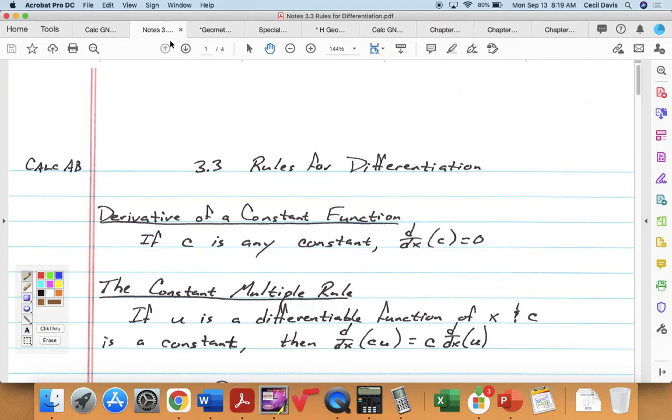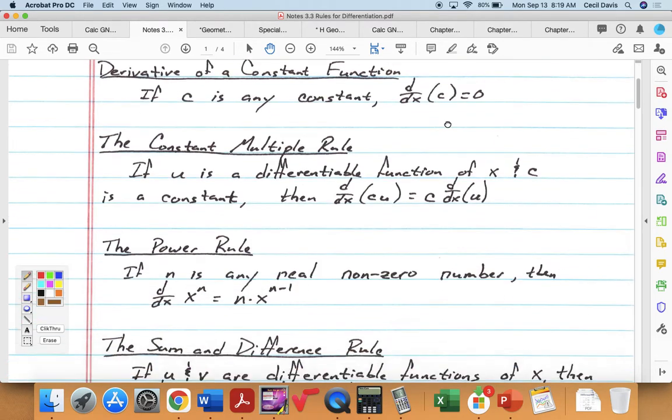So first of all, the derivative of a constant function. If c is any constant, then the derivative with respect to x of that constant is 0. Well, that makes sense. What kind of a slope does a constant function have? 0. A constant function slope is always 0.